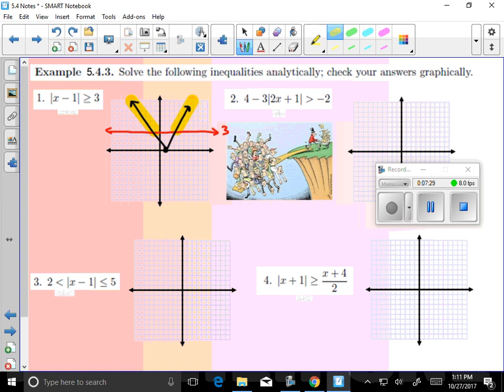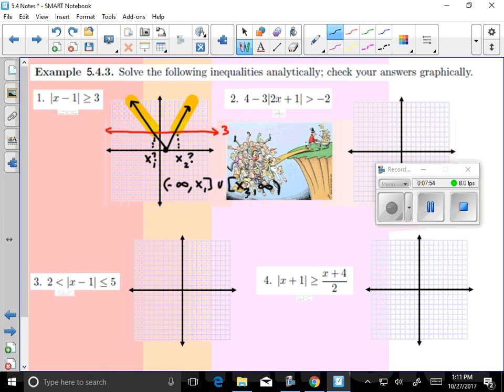Oh, this is too easy. I just got to find that x value, and I just got to find that x value. We'll call that x1 and x2. And then I'm pretty certain that it's going to go from negative infinity to x1 and close that bracket, because we know greater than or equal, a union with x2 to infinity.